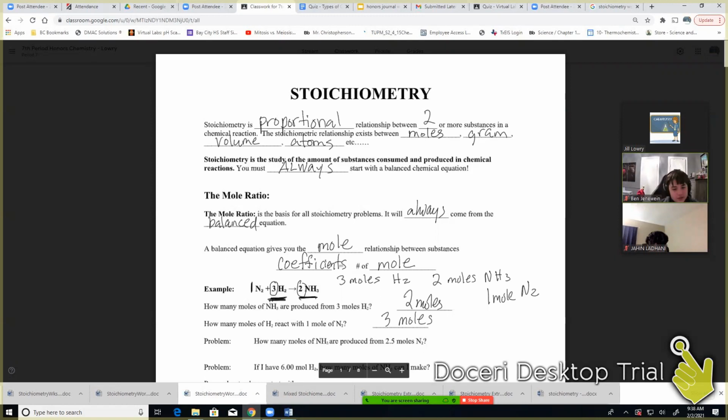It's kind of like a recipe. If you had a recipe and you were making chocolate chip cookies, and you needed one bag of chocolate chips and 1 cup of butter and 2 cups of sugar, that would be how they're related to each other. Same thing whenever we're talking about our chemical equations for chemical reactions. It's kind of just like they are recipes.